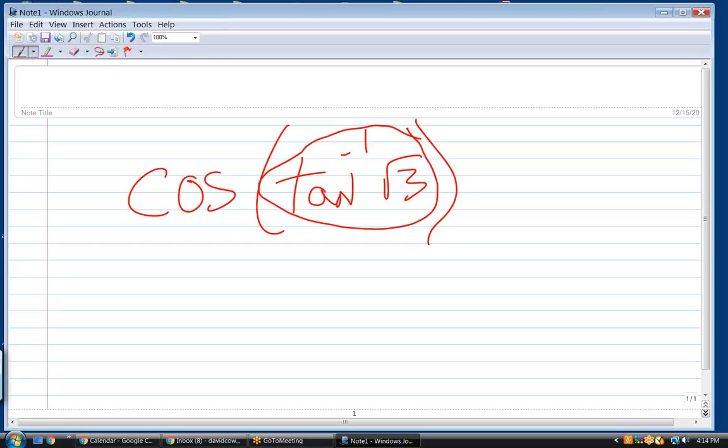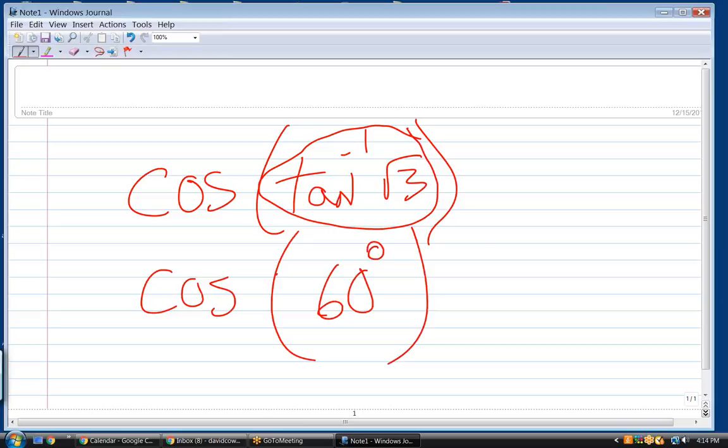All right. So what's the inverse tangent of root 3? 60. So that's what goes in there, is an angle. Now what's cosine of 60? 1/2. So that's how you do all of those kind of problems.